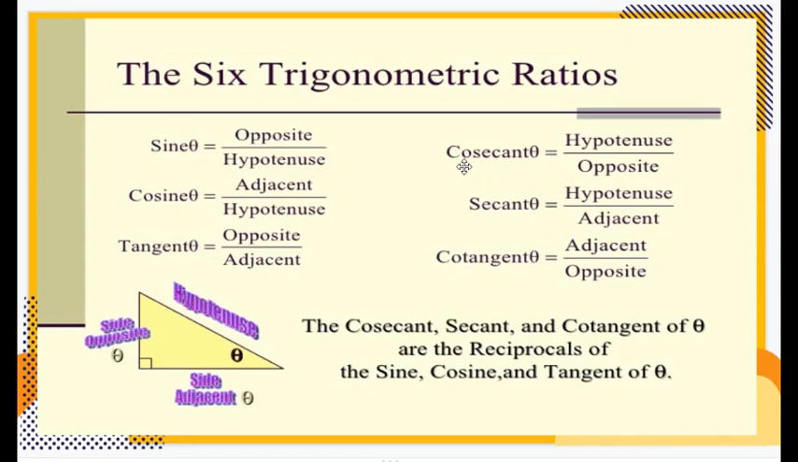The ratio of cosecant theta is the reciprocal of sine theta, which is hypotenuse over opposite. The ratio of secant theta is the reciprocal of cosine theta, which is hypotenuse over adjacent. The ratio of cotangent theta is the reciprocal of tangent theta, which is adjacent over opposite.